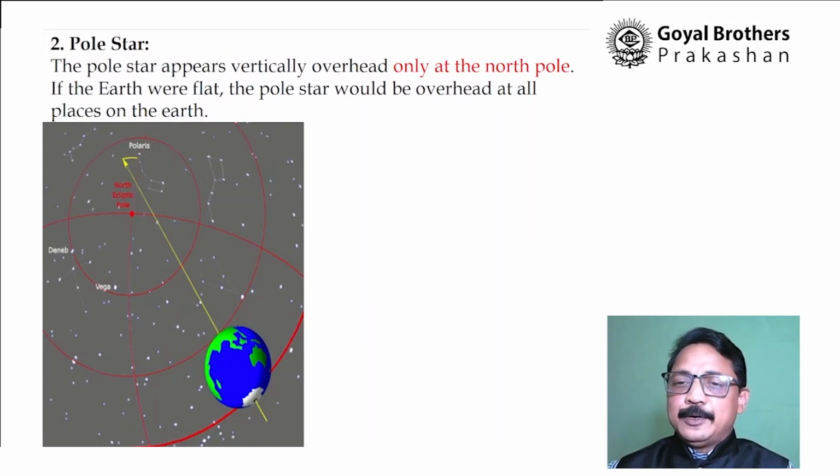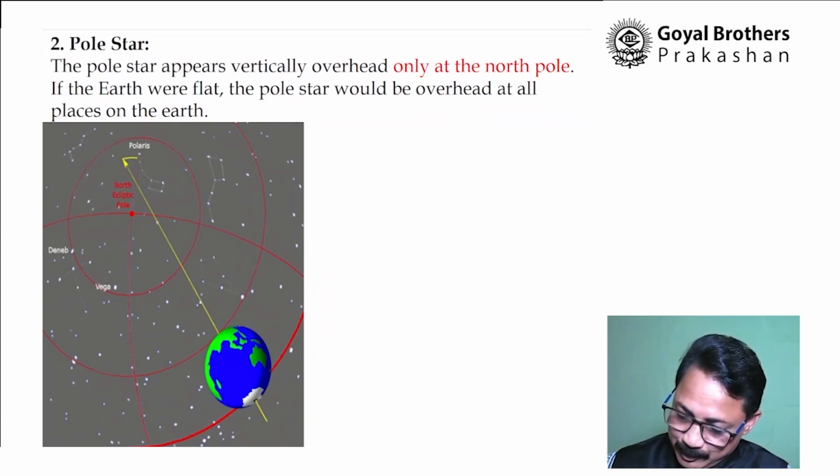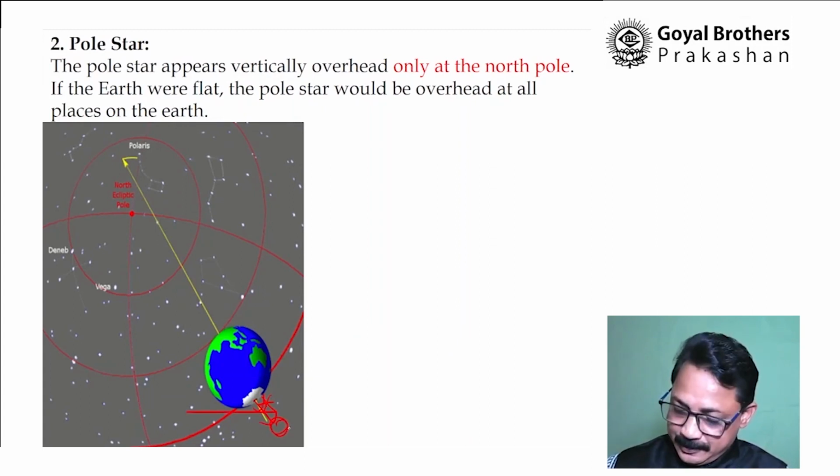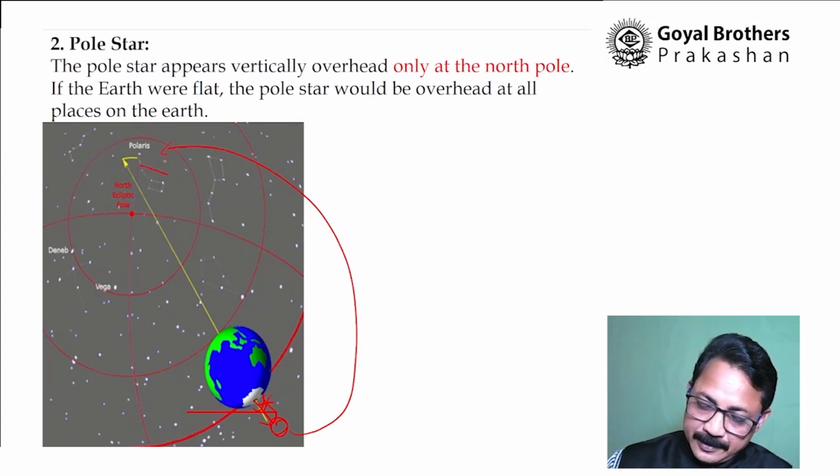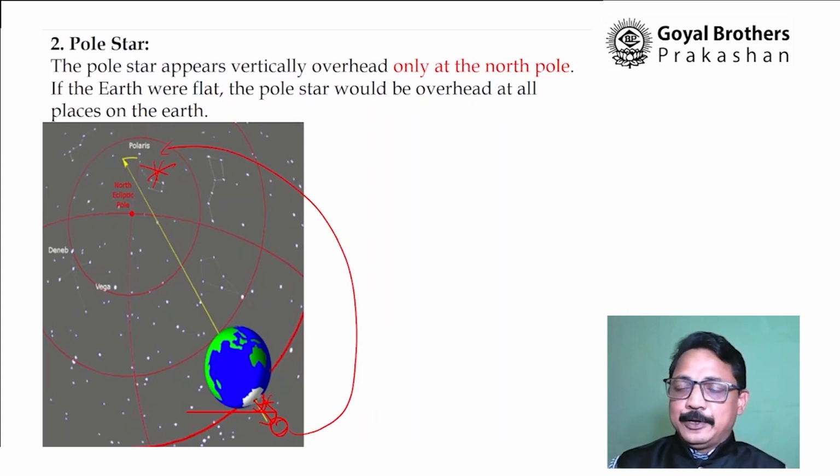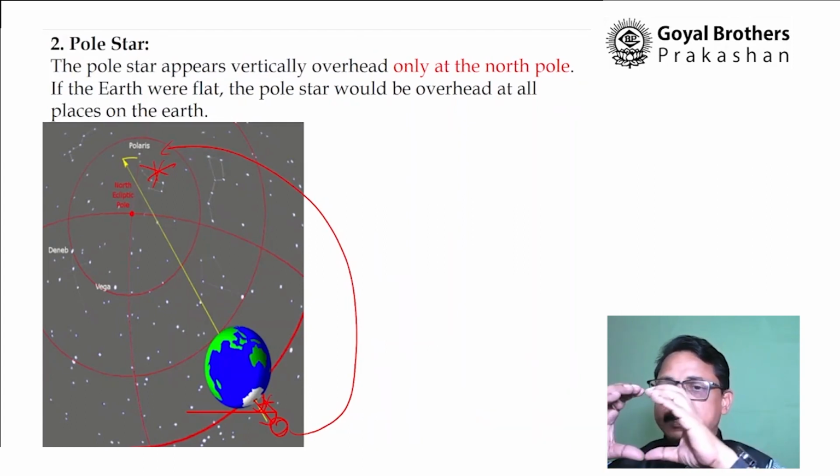Will you be able to see the pole star? Now dear students, South Pole is here, and suppose you are standing at this point here, you won't be able to see the pole star at all. You won't be able to see. This is another proof that Earth must be spherical in shape.